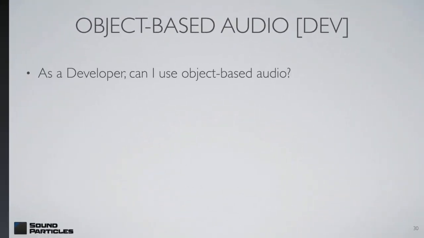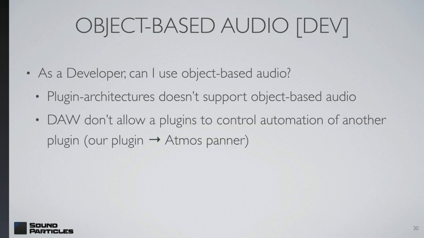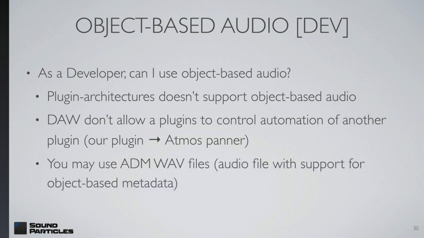So object-based audio, you say, great, how can I use it? Well, the problem is that plugin architectures don't support object-based audio yet. I'm guessing that SOUL maybe will. Also, one problem is that digital audio workstations most of the time don't allow a plugin to control another plugin. So eventually you could say, okay, I'm not using object-based audio, but I could try to control the Dolby Atmos panner or something like that. But most plugin architectures or most hosts don't actually allow you to do this.